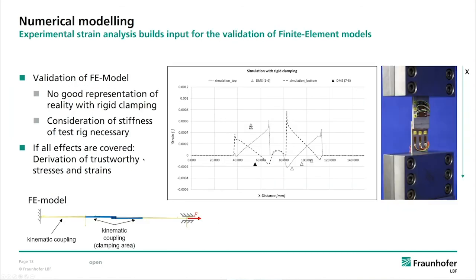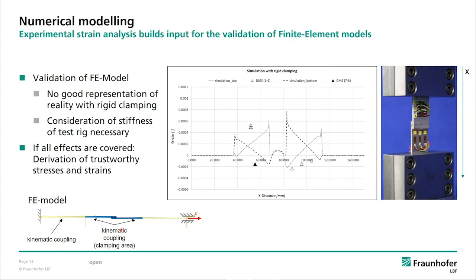Another thing, and this is why we are doing this: we want to analyze the specimens to identify how much stress or strain these specimens endure, and therefore we need finite element simulations. And these finite element simulations are quite important. And here you see a comparison between numerically determined strains and experimentally determined strains. And there you see a quite huge difference.